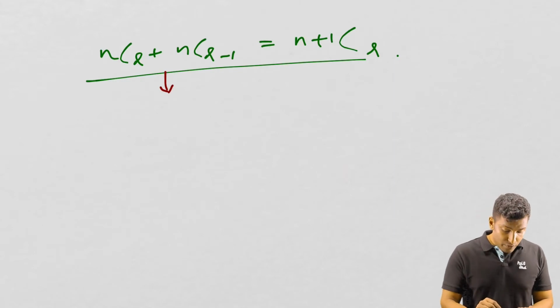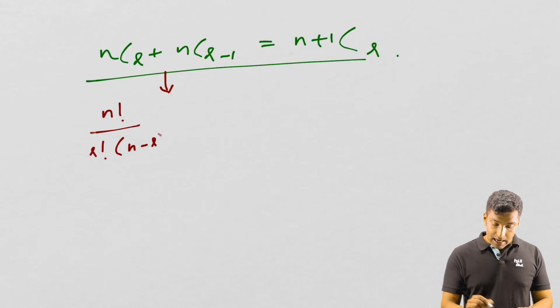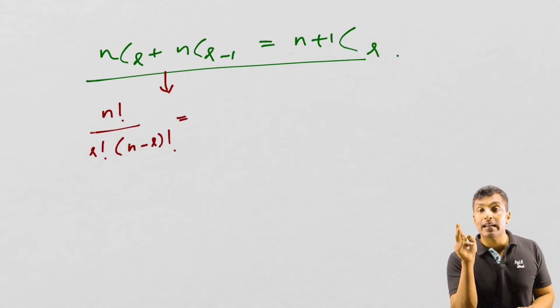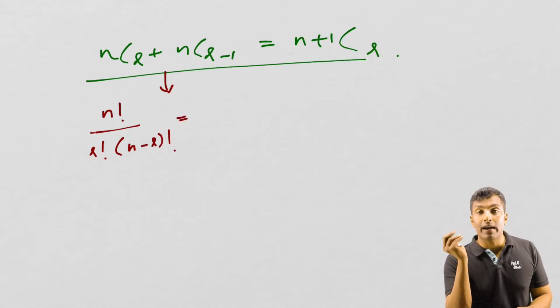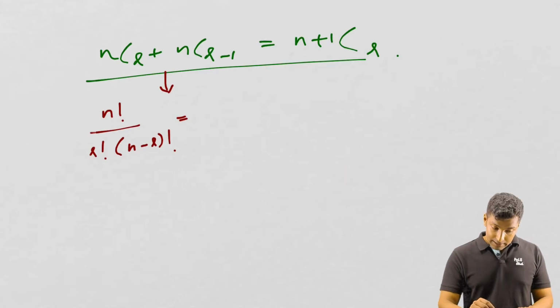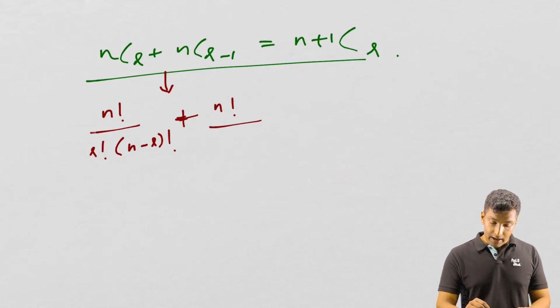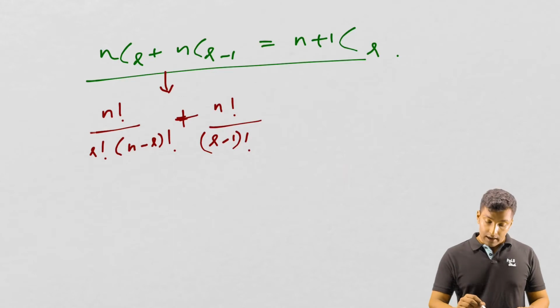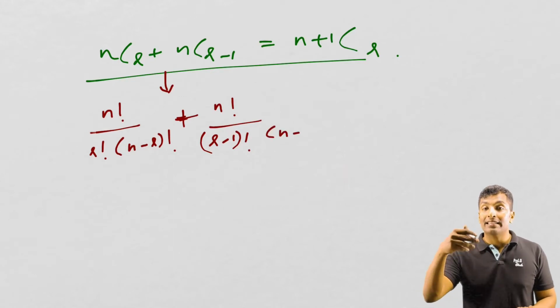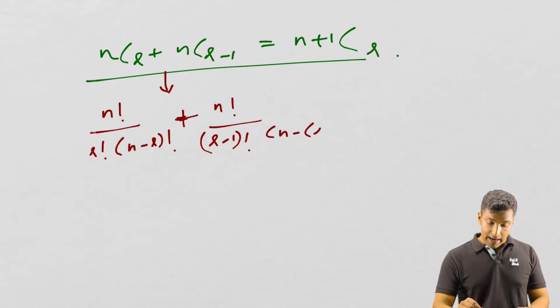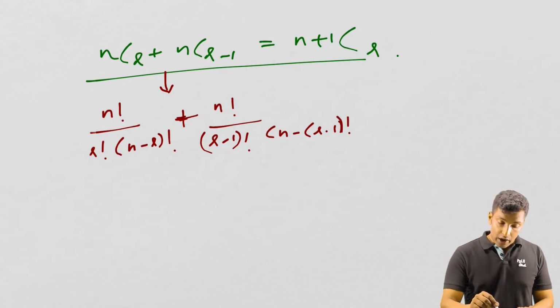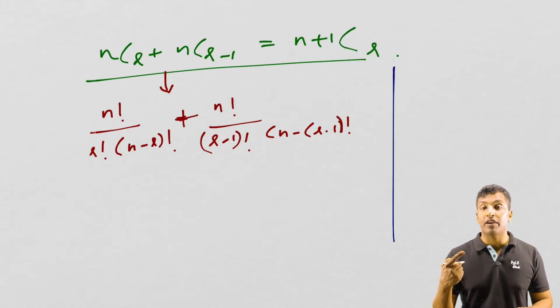So what is nCr? We know n factorial divided by r factorial into n minus r factorial. What is nCr minus 1? So instead of r, it is r minus 1. So how will you write? Plus n factorial divided by r minus 1 factorial into n minus, instead of r, it is r minus 1, r minus 1 factorial. Okay, now here you need to use one result that we have learned earlier.